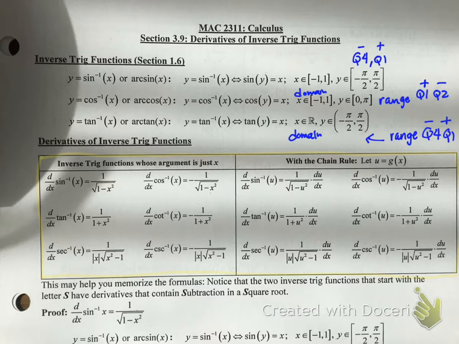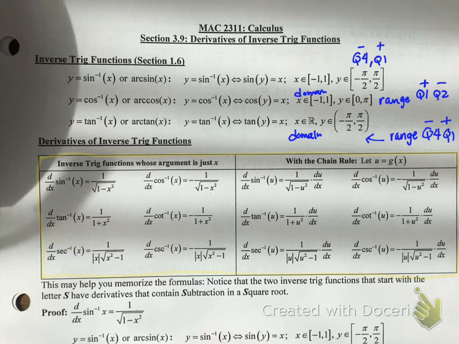Now we're kind of looking at the derivative of those. So if you take the derivative of inverse sine, the value is 1 over the square root of 1 minus x squared. The derivative of inverse cosine is -1 over the square root of 1 minus x squared. The derivative of inverse tangent is 1 over 1 plus x squared, and the derivative of inverse cotangent is -1 over 1 plus x squared. The derivative of inverse secant is 1 over the absolute value of x times the square root of x squared minus 1.